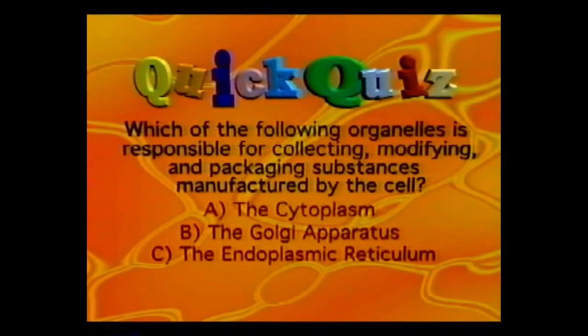You think you got an answer? Let's see. The cytoplasm is the jelly-like substance where molecules are broken down to produce energy and other molecules are built up. Endoplasmic reticulum synthesizes macromolecules and transports proteins to various places in the cell. So therefore the answer is B, the Golgi apparatus. The Golgi apparatus is responsible for collecting, modifying, and packaging substances manufactured by the cell. So did you get it right? Great. Let's go back to Ryan, Jenny, and Steven and see what's coming up next.